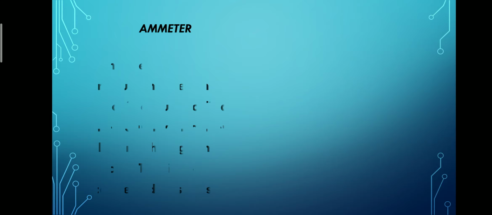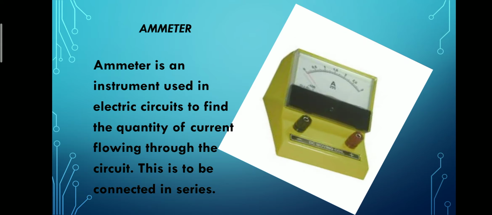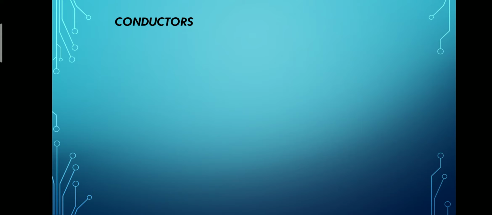And next is an ammeter. An ammeter is an instrument which is used to measure the electric current flowing through a circuit. It is used to quantify the electric current, to determine the quantity of electric current flowing through it. It is always connected in series in the circuit.